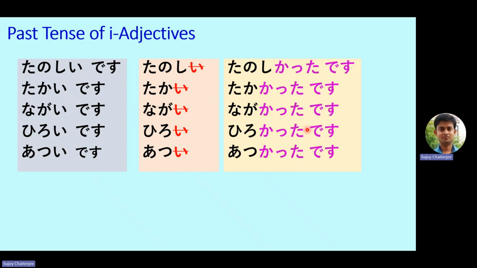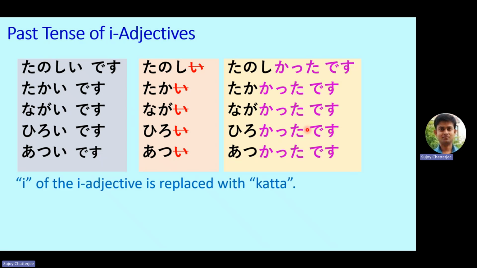So these are the past forms of Tanoshi, Nagai, Takai, Hiroi, and Atsui. That means we have simply replaced the ending i of the adjective with katta. So this is the summary.